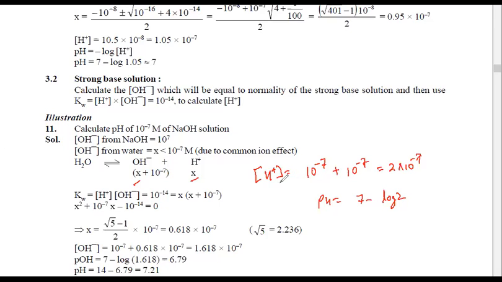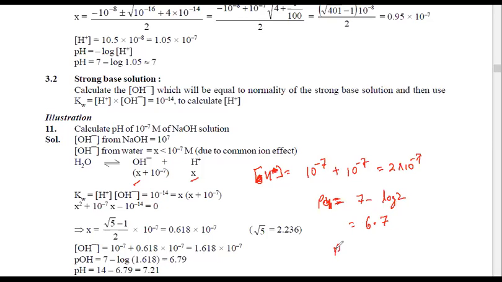Okay, sorry. This is the concentration of OH minus. So pOH will be what? 7 minus log 2, which is equal to 6.7. Yes, because log 2 is 0.3.